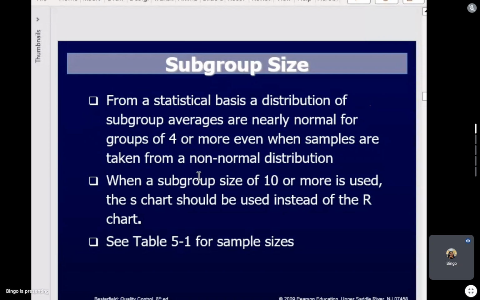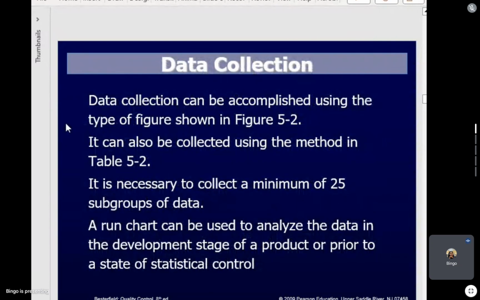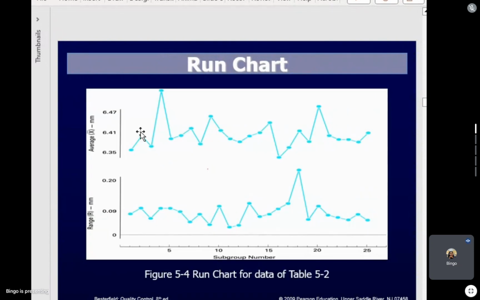So when a subgroup size of 10 or more is used, the S chart should be used instead of the R chart. Okay? Kapag daw po ang subgroup size ay 10 or more, hindi na accurate gamitin si R chart. Kung di ang gagamitin natin is si S chart na. So a different formula or different approach when computing for the central limit, the upper control limit, and your lower control limit. Okay. So, data collection can be accomplished using the type of figure shown later.